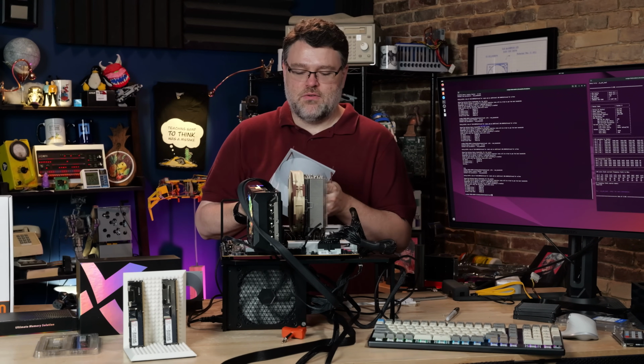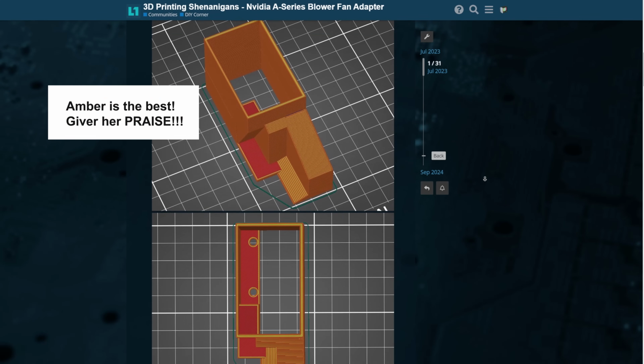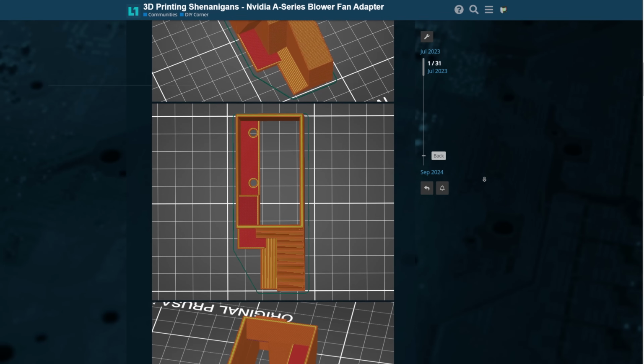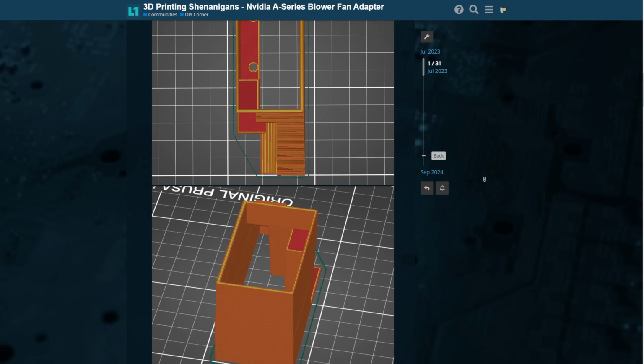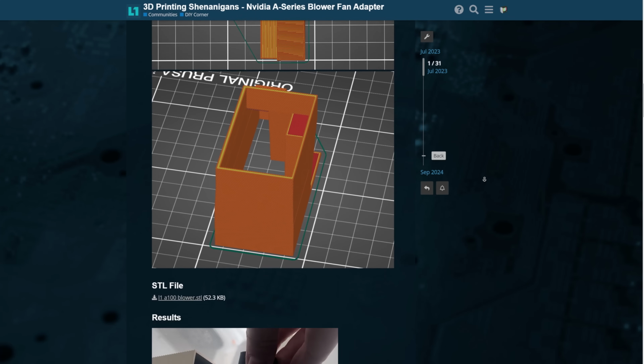So these are on the Level 1 Techs forum. Amber, I think, has designed some as well. So some of our forum members have designed some. So let's get together and design stuff for properly cooling DDR5.